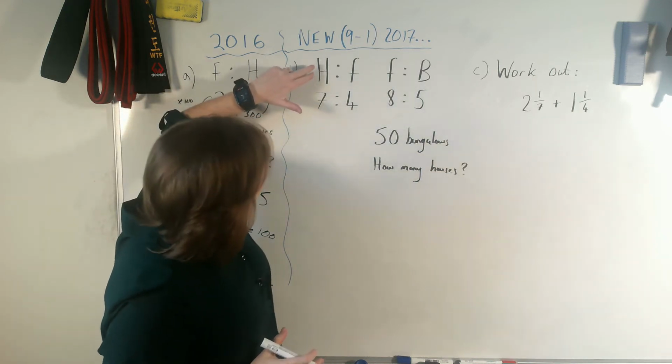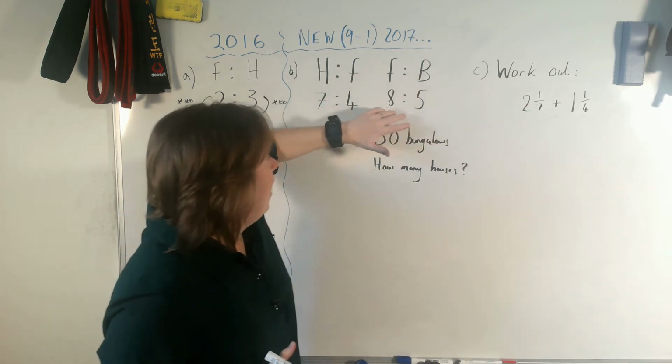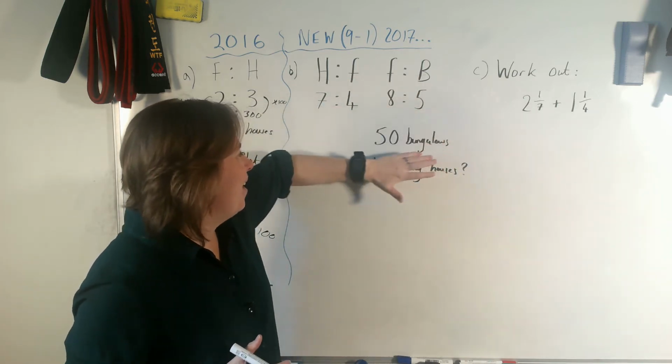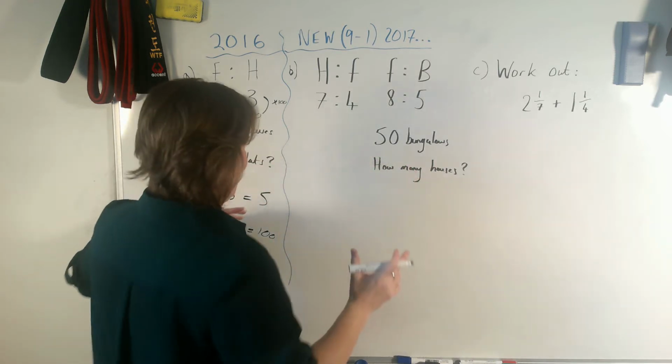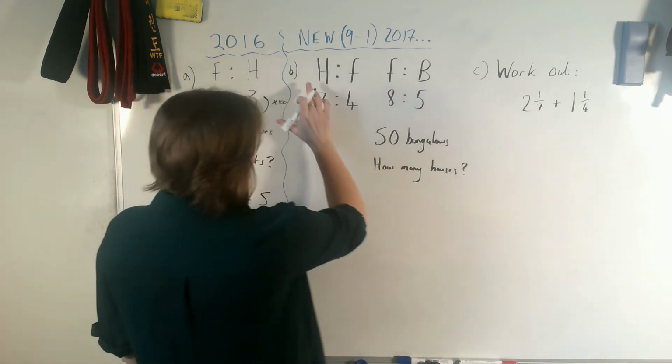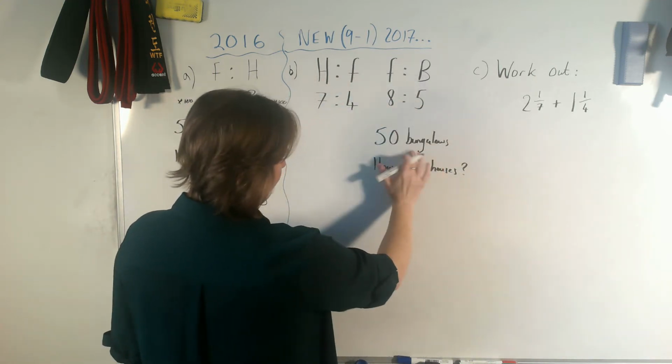In a village, the ratio of the houses to the number of flats is in the ratio 7 to 4. Flats to bungalows, 8 to 5. There are 50 bungalows. How many houses are there? So, I've got my houses to flats, 7 to 4, flats to bungalows, 8 to 5, 50 bungalows.